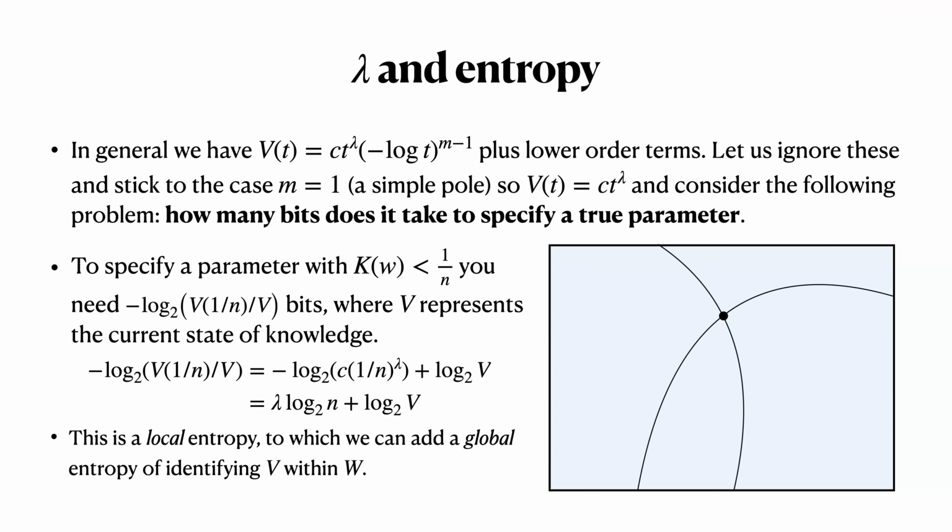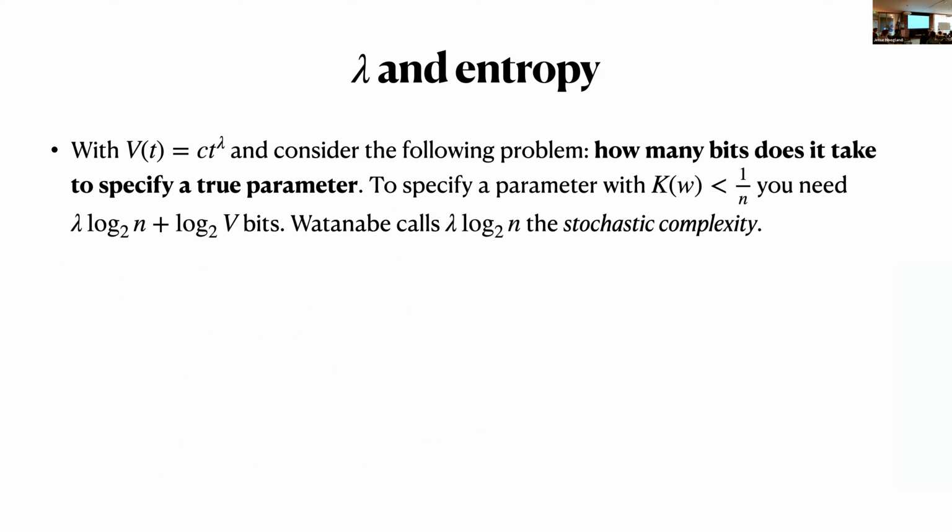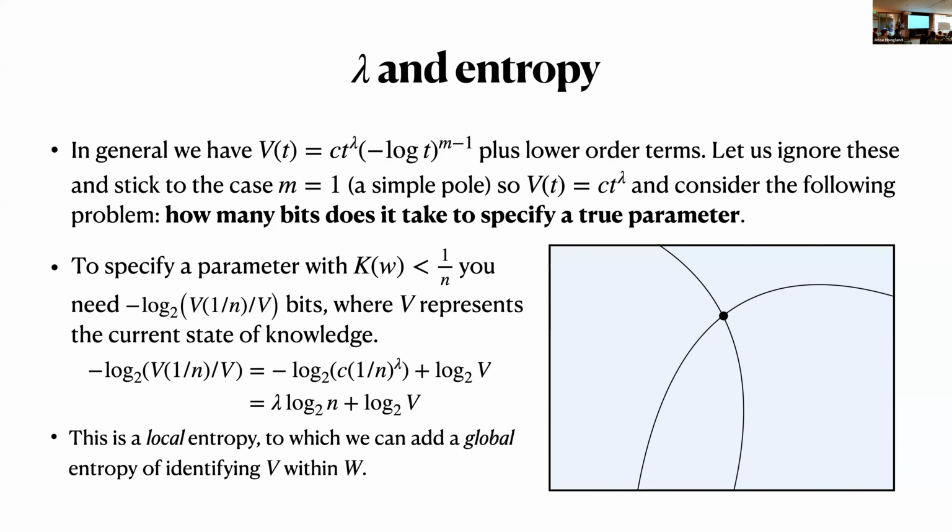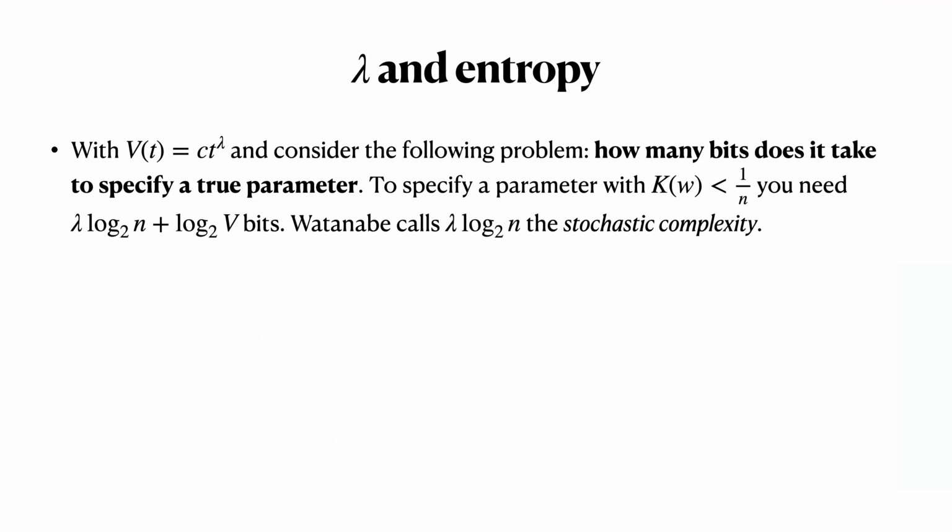So this is a kind of local entropy to which we can add a global entropy of specifying V within W. So what do you mean by V representing the current state of knowledge? Well, V is this box, if you like, sitting inside the whole parameter space. So how many bits does it take to specify V, this box within W? Right, okay. But it's different from VT. Yeah, bad choice of word.